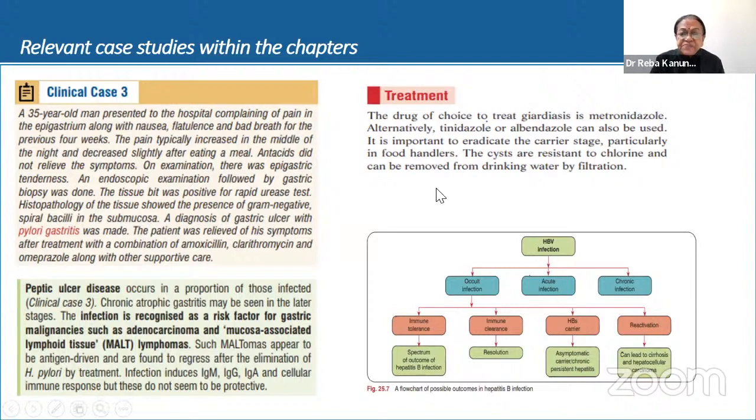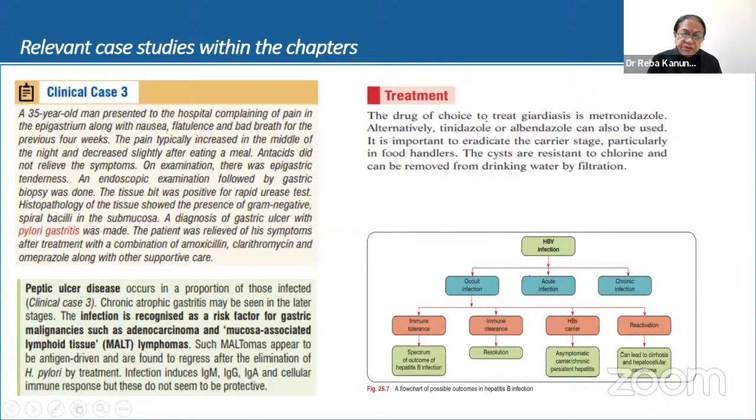Then coming to the treatment part of it, we haven't gone into very great detail of treating the whole infection, the whole management of the case, but treatment is as to what is the specific anti-infective agent that is given. Like, for example, here we take a case of giardiasis. The treatment says that the patient is treated with metronidazole, alternatively tinidazole or albendazole, and also how the cysts can be removed. So these little adjuncts to the treatment are also incorporated.